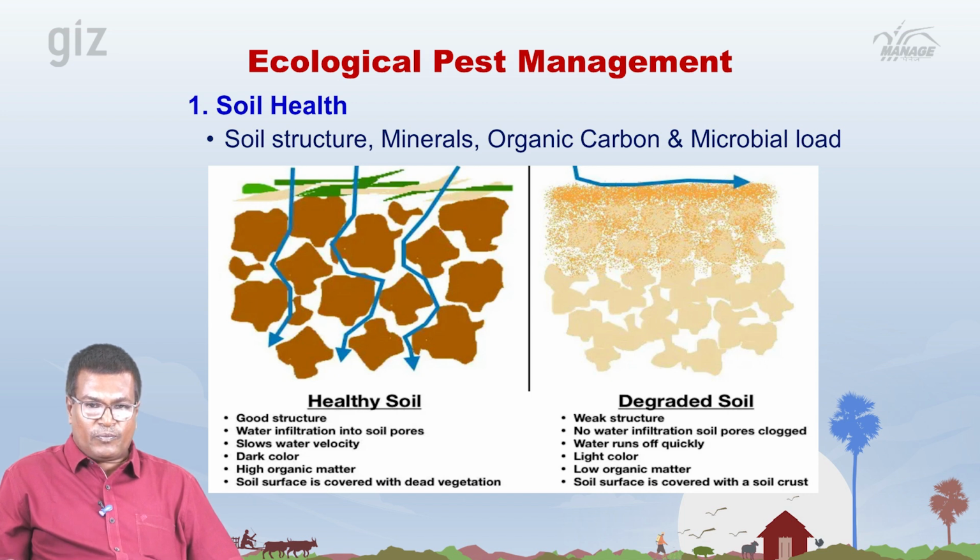Because the soil particles are grainy in nature with a lot of interspaces, water can directly seep in, and the soil also holds a lot of air inside. And the surface of the soil is covered with dead vegetation, meaning leaf litter, everything should be covered on the surface of the soil.